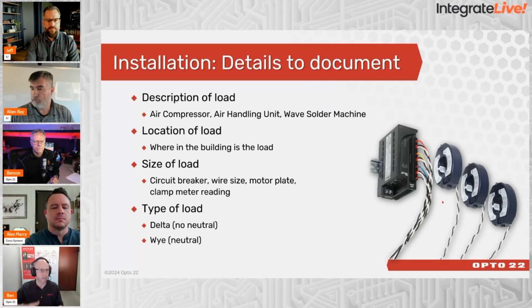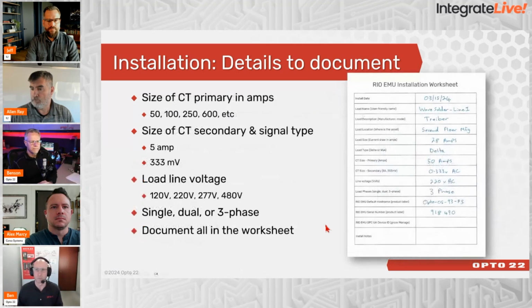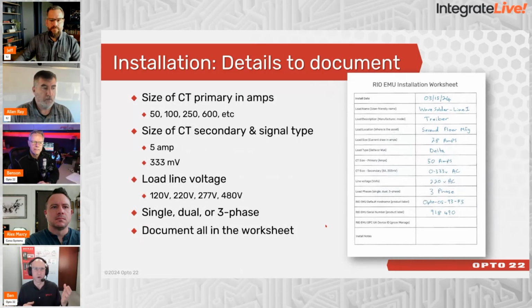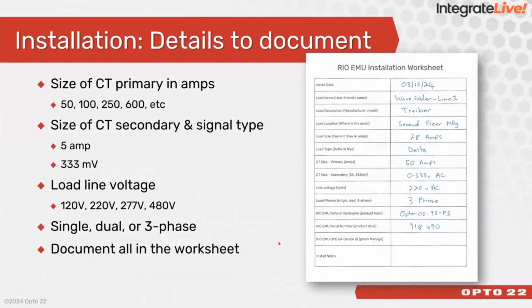So I'm just rattling down my worksheet. This is great. I'm just filling all this stuff out, blasting my way through it. And here's the worksheet. We've got the size of the CT, the primary. That's also very important for Benson and Alex. As I said, you can get them from 5 amps to thousands of amps.